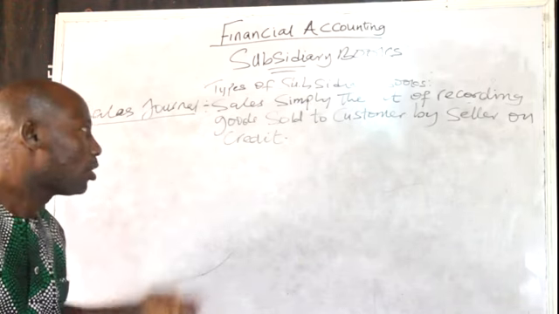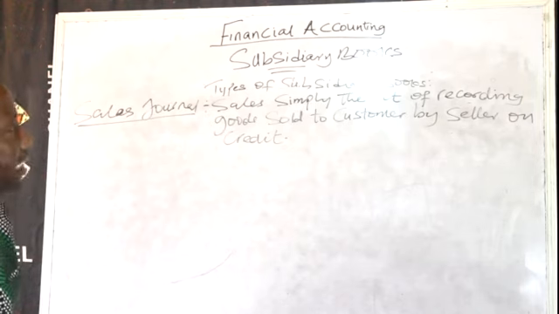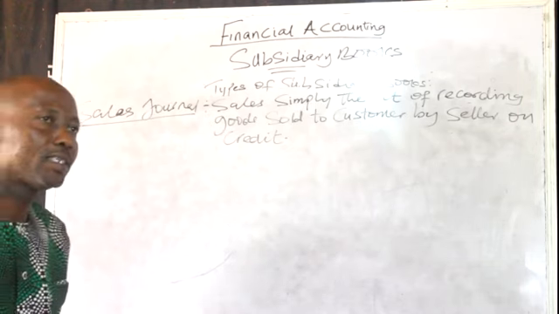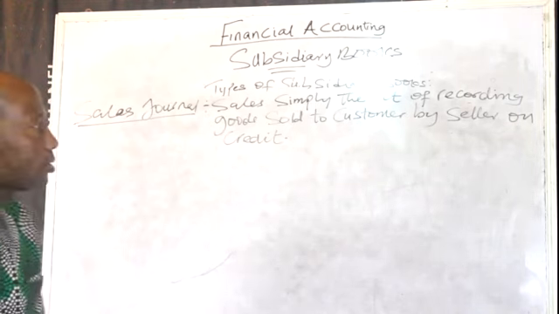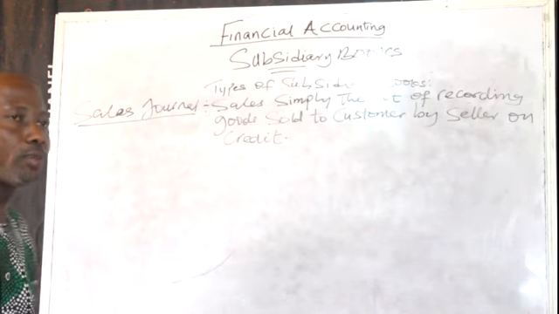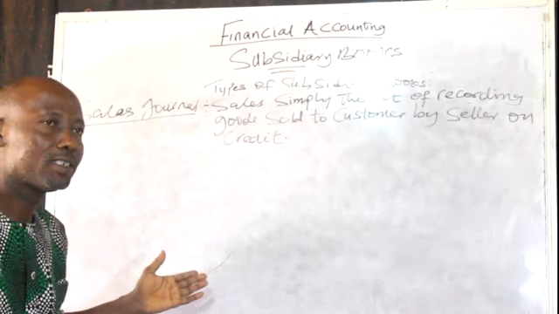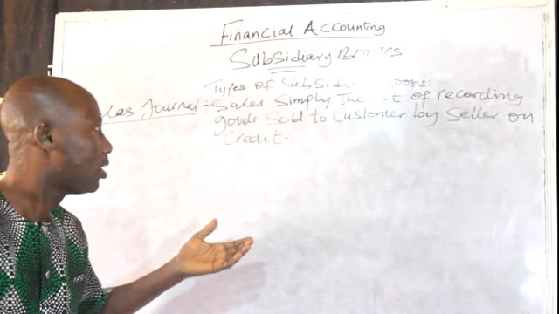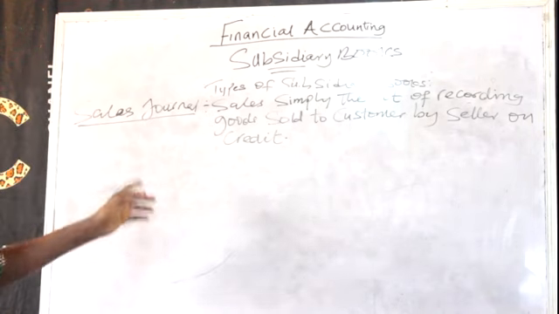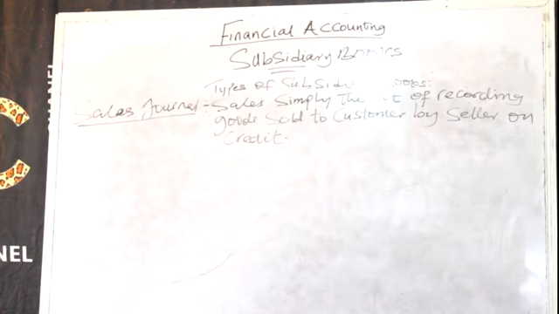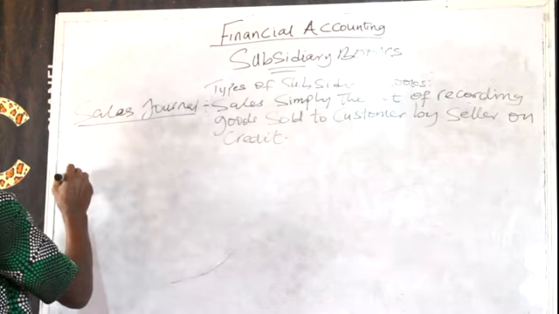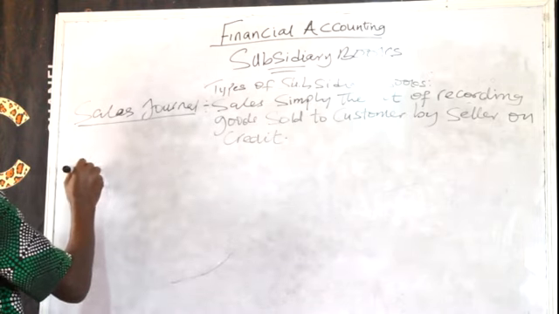That is to say, when the customer defers the payment, instead of paying in cash for the goods bought from the seller, he defers the payment till a later date. The transaction will be recorded in what? Sales journal. Then, the second one, which is purchase journal.